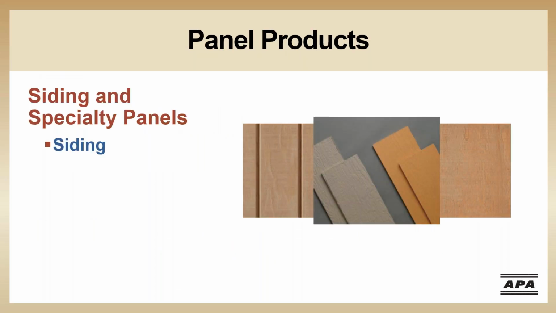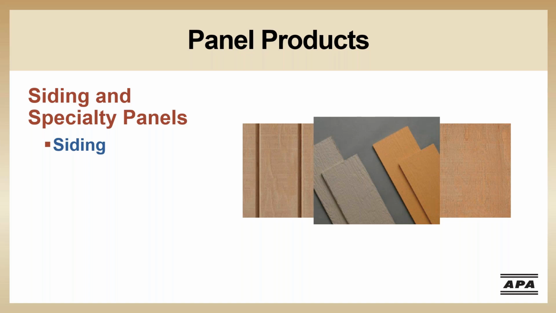APA siding is available with a wide variety of patterns and finishes. All of the adhesives used in the siding are moisture resistant with an exterior bond classification, and the panels are designed to be impact resistant for wind-blown debris.